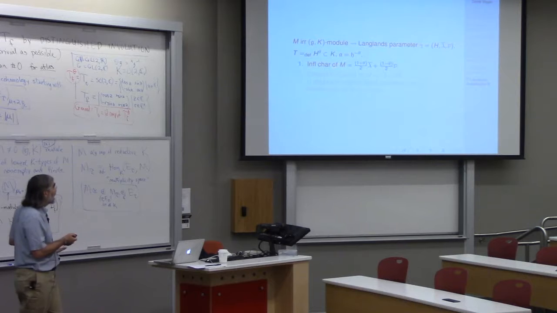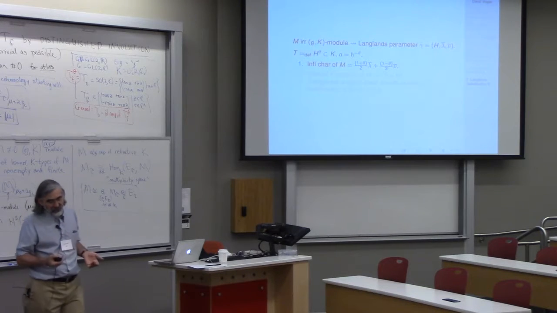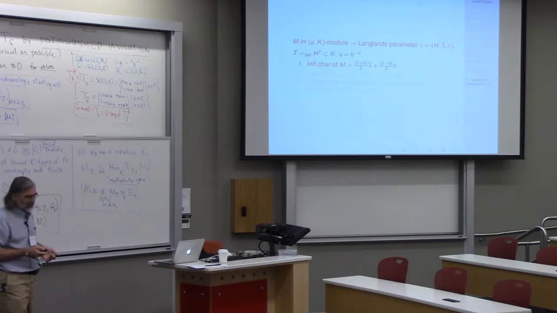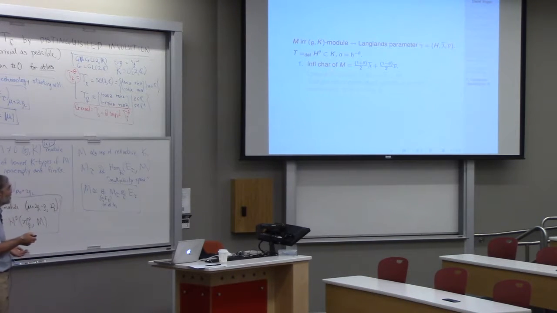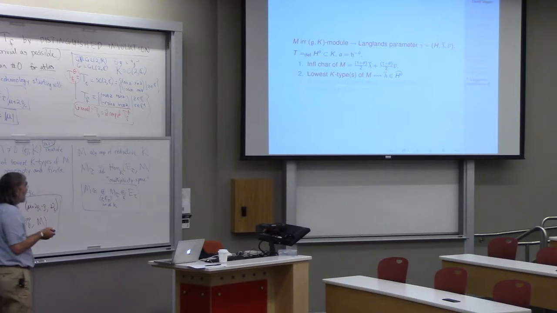First, the infinitesimal character of M is given by the parameter in this really simple way. This is one of the built-in functions in Atlas, which I actually could have written, practically, that computes the infinitesimal character from the parameter. That's what it's doing. The lowest K-types of the representation are very closely related to this discrete part of the parameter, this lambda bar.